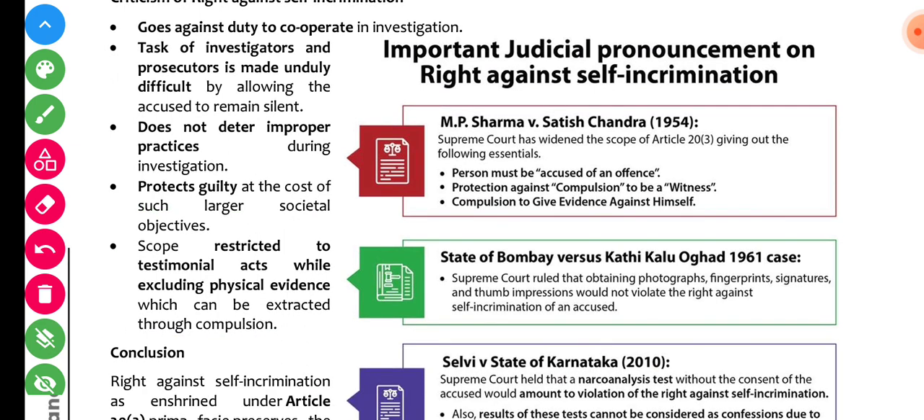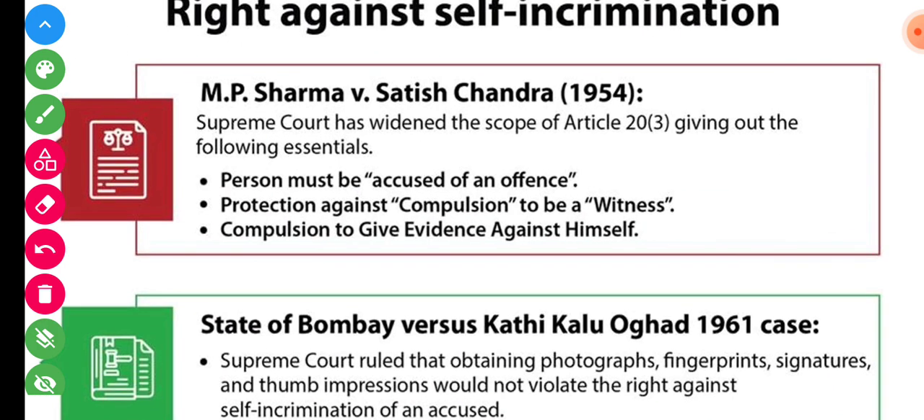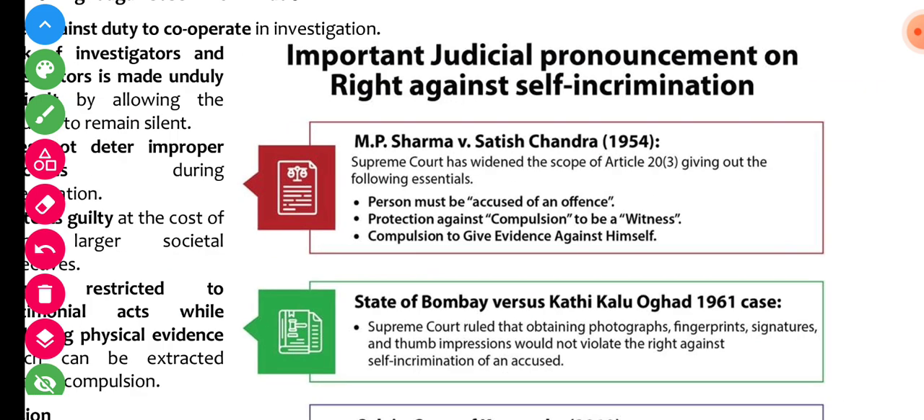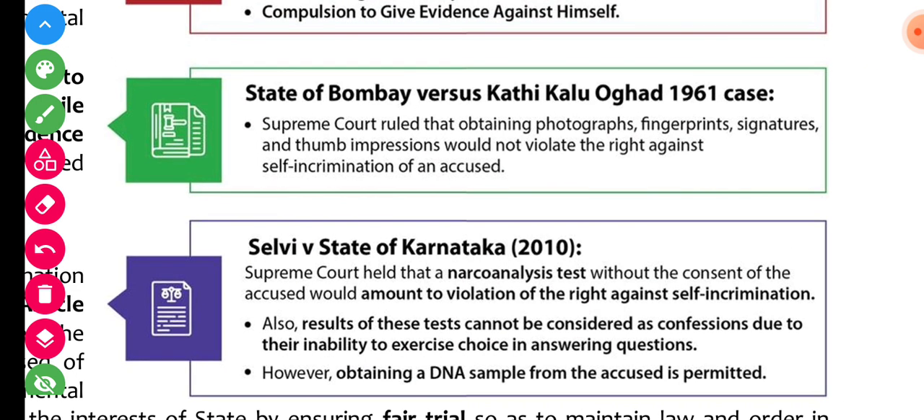And next are important judicial pronouncements on the right against self-incrimination. MP Sharma versus Satish Chandra, 1954. The Supreme Court widened the scope of Article 20 Clause 3, giving out the following essentials: the person must be accused of an offence, there must be protection against compulsion to be a witness, and compulsion to give evidence against himself. A person may not give any evidence against himself without any threat.